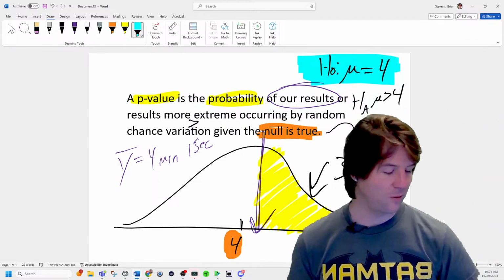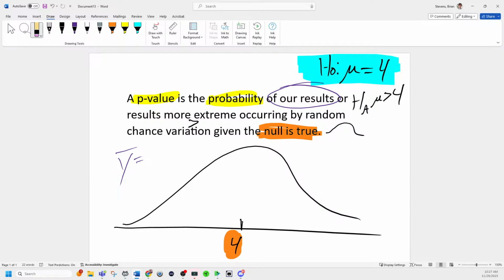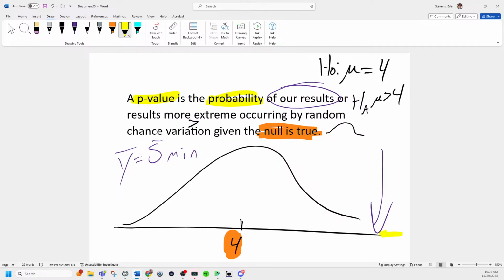But imagine if it took me 5 minutes to run the mile. So now we'd be further away. So our result over here is going to be much, much further away. So if I ran my mile in 5 minutes, I'm going to land all the way over here. And landing all the way over there makes a very, very what p-value? So there's the observed result, and the results more extreme are shaded to the right. So this is a very, very what p-value now?